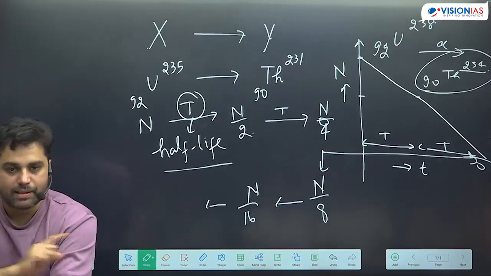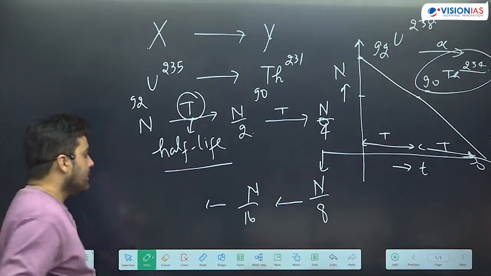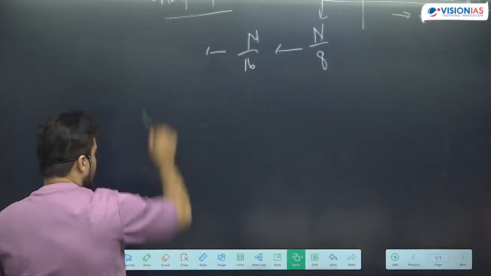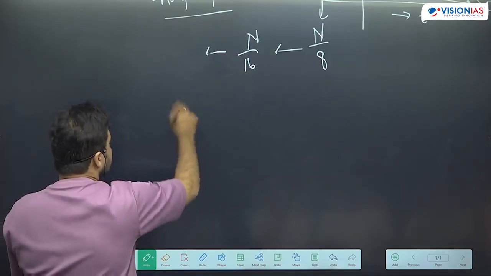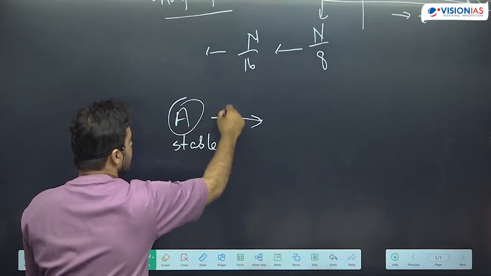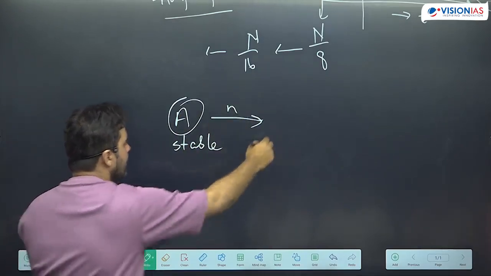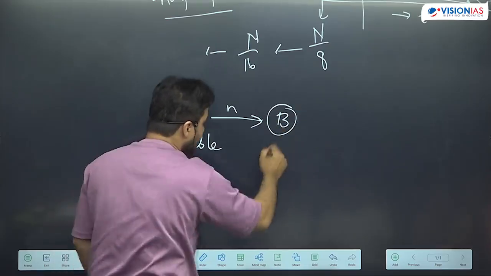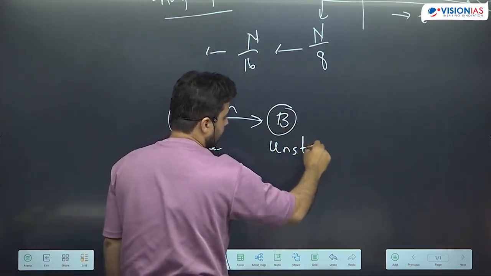I will have to start with something else. So what we are doing here is that I take some A here, that A was stable, that A was bombarded with neutron or with proton or electron, it became B, but this B becomes now very unstable.